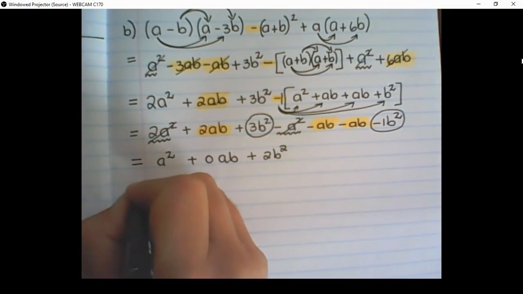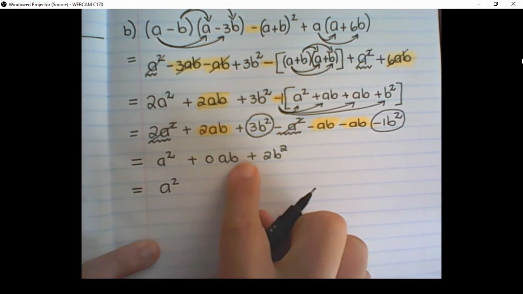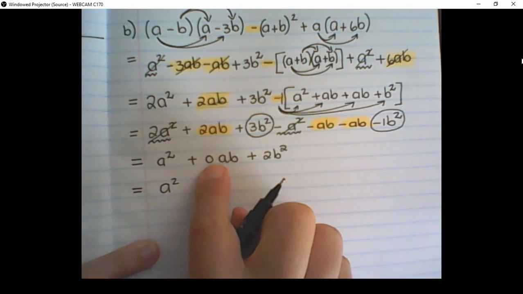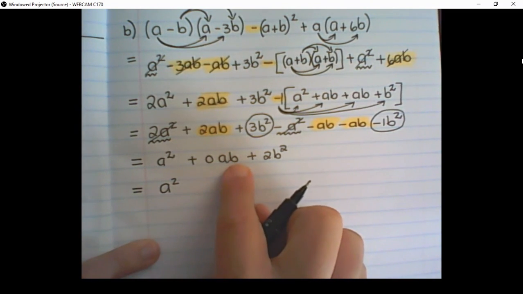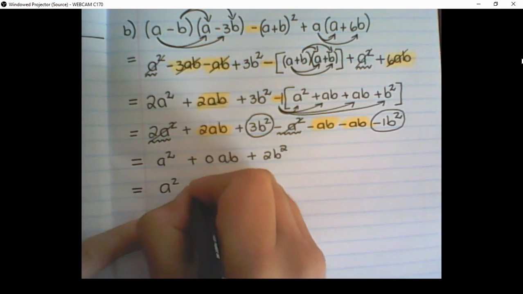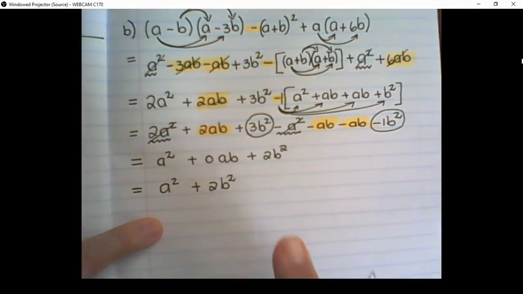And if you remember from our previous lessons, we said we don't write 0ab. We don't write a 0 times a variable or variables. We simply ignore them. So our final answer is a squared plus 2b squared.